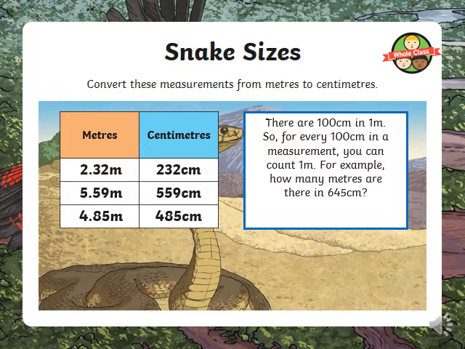So remembering there are 100 centimetres in 1 metre. So for every 100 centimetres in a measurement, you can count 1 metre. For example, how many metres are there in 645 centimetres? Pause the video and have a go.